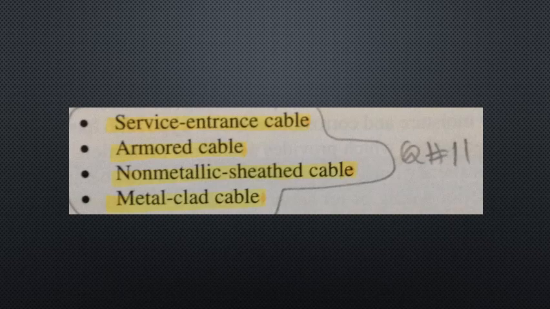Multi-conductor cable. Multi-conductor cables are flexible assemblies of conductors having an overall protective covering. There are essentially four major types of multi-conductor cable assemblies. Shown on the screen are: service entrance cable, armored cable, non-metallic sheathed cable, and metal clad cable. Again, those are the main 4.